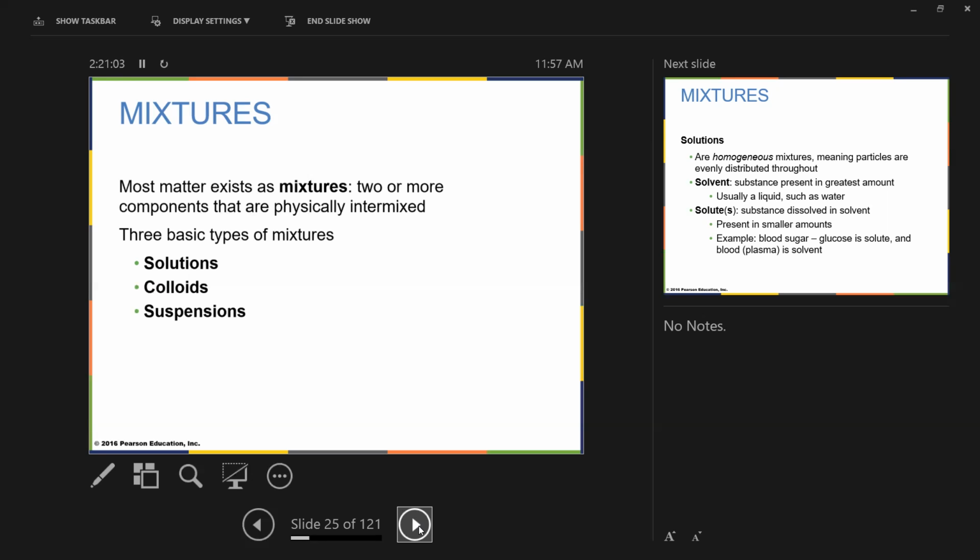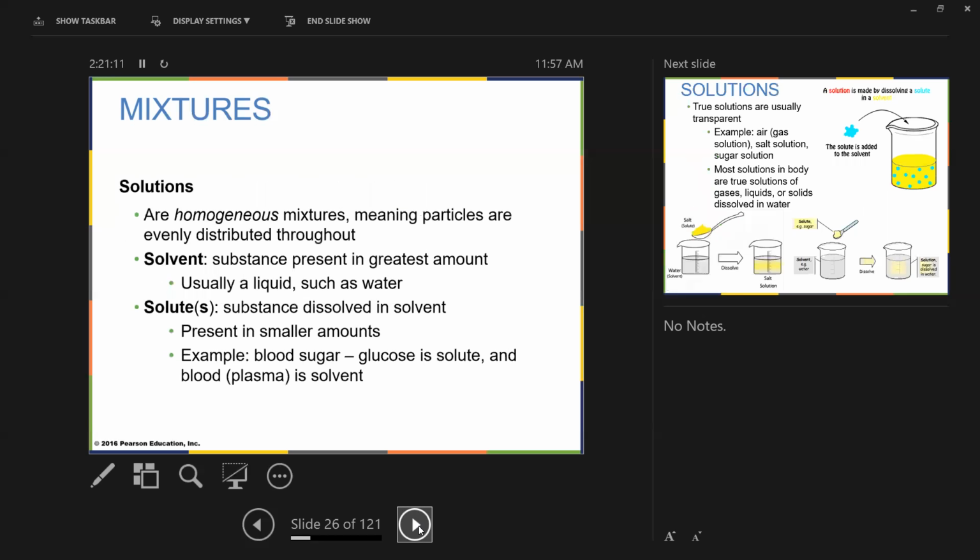Now we have 3 types of mixtures. We have solutions, we have colloids, and we have suspensions. A solution is what we call a homogeneous mixture, meaning every part of the solution is identical. Usually they're transparent. A bottle of Coke is a solution. You look at it, you can see through it, even though it's caramel colored. You can see through a Mountain Dew. You can see through a Sprite or a 7-Up. You can see through tea. You can see through coffee.